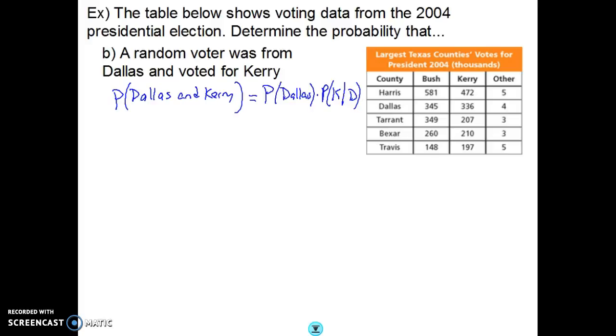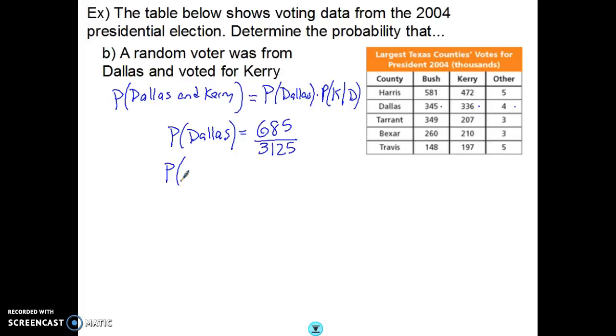Well, we can find the probability that they're from Dallas, if we do these piece by piece, pretty easily. Because the total number of people from Dallas, if you add up 345 plus 336 plus 4, is 685. And then that's divided by the total number of people that voted, which was 3,125. I should note here that all of these numbers are in thousands, so when I say 685, that's actually 685,000 people. So there's our probability that they're random voters from Dallas.